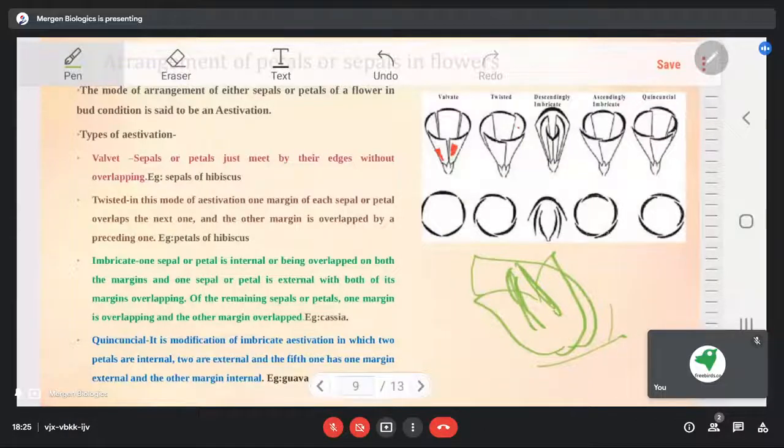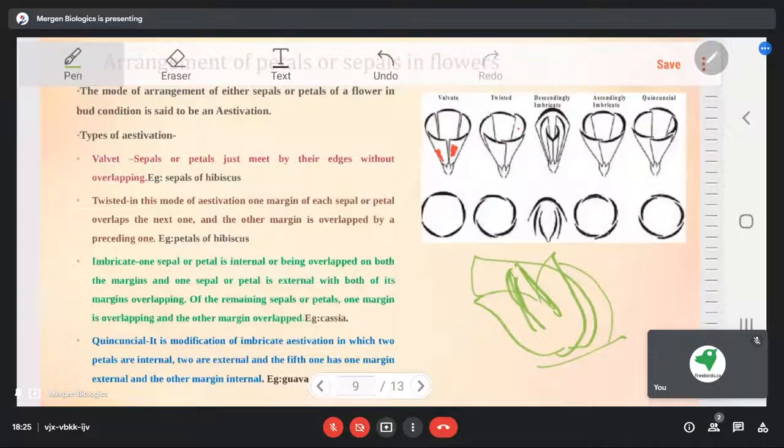We can find this in the guava flower. The flower of guava will give you this estivation. Now, while I was dissecting, I used a term known as syncarpous. Syncarpous is the term where carpels fuse together to form one structure. The opposite term of syncarpous is apocarpous. Apocarpous is when each carpel is individual to each other.